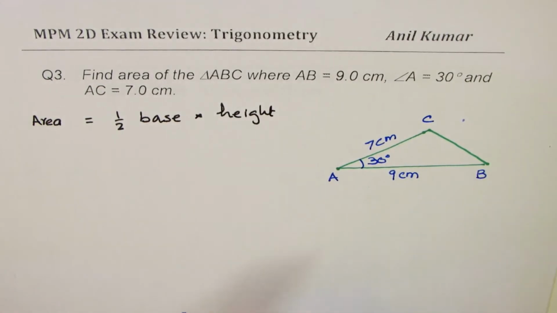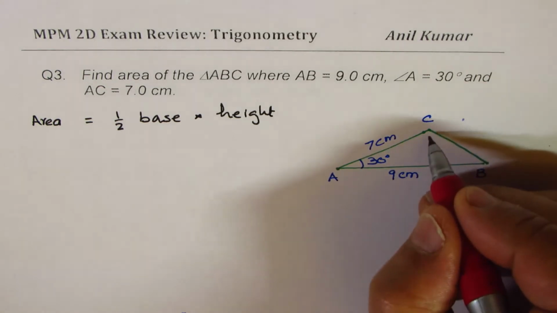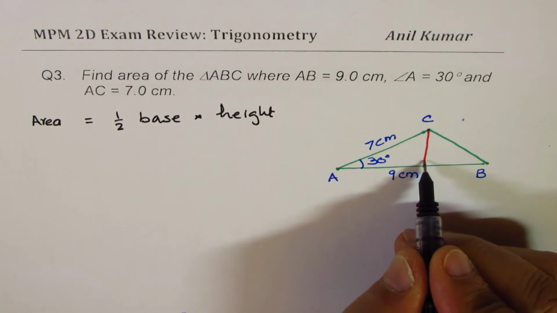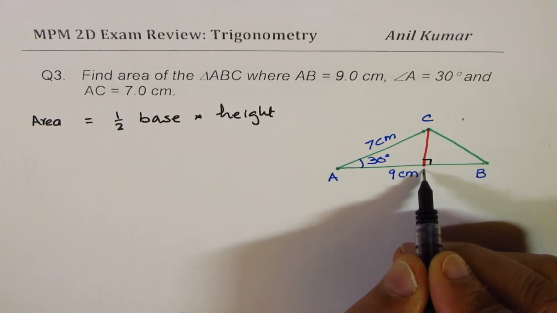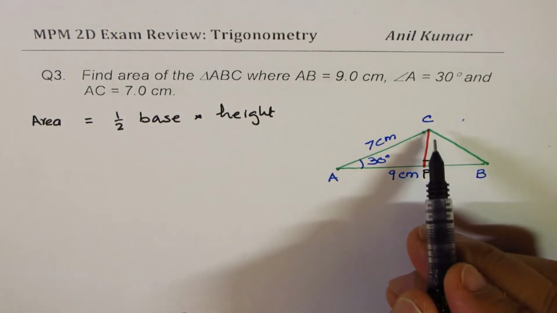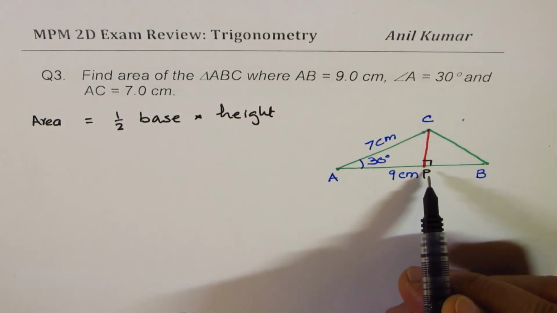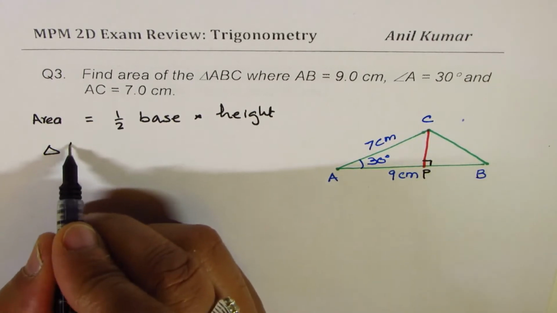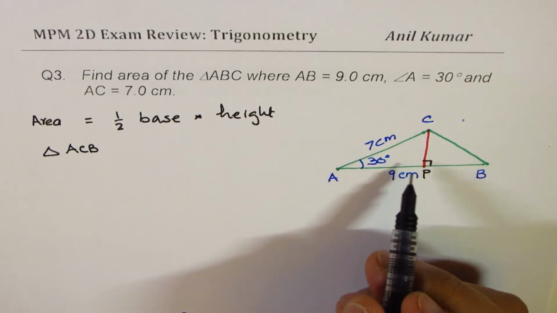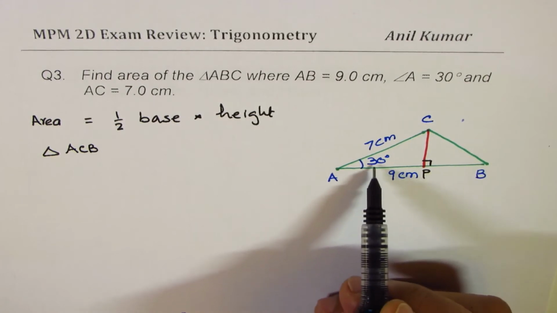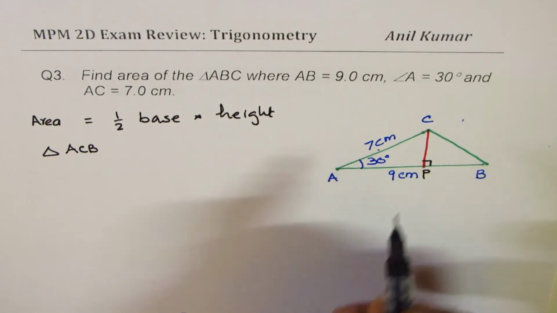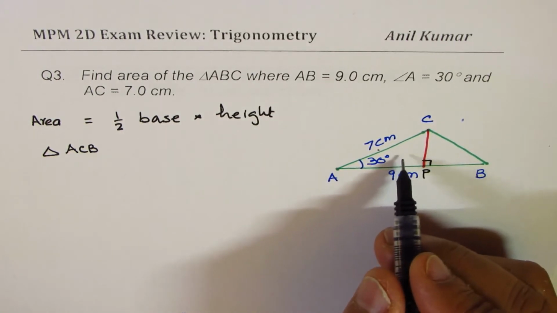Now we know the base, but we don't know what the height is. So to find the height, I'll have to draw a perpendicular from here. Let's say this is the perpendicular. Let's call this point P. So first we need to find CP. Now look at the triangle ACP. What we know here is the angle 30 degrees and the hypotenuse. We need to find CP, which is the opposite side. So we can use sine, right?